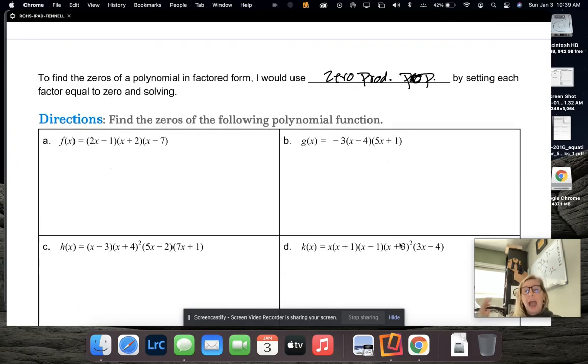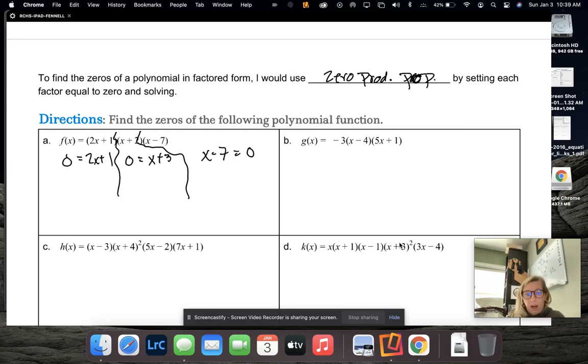Okay, so how do we do this? We're just going to set all of these equal to 0 because remember, when we're looking for roots or x-intercepts, the y value is always 0. So we're just going to plug in 0 for f of x and solve for all of our possible factors. So when we plug in 0 here, now we have 2x plus 1 equals 0, right? That's one option. We could also have x plus 2 equals 0. That's another option. We could also have x minus 7 equals 0.